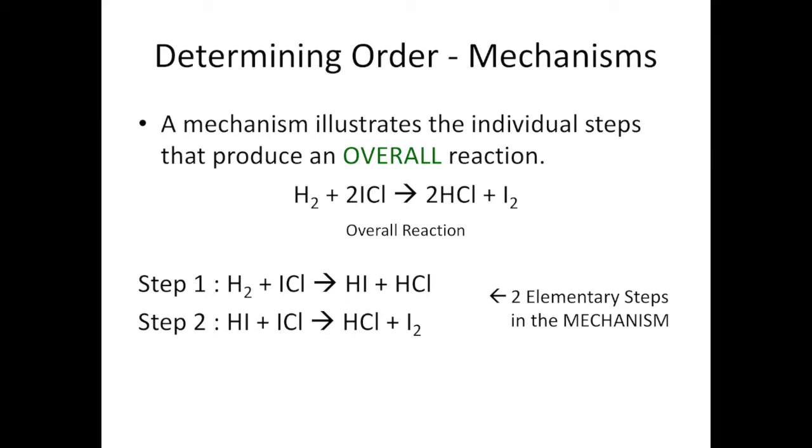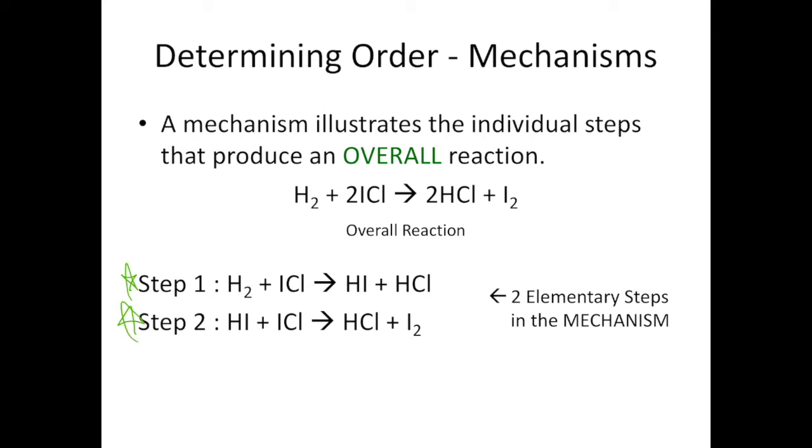What we're just going to do is look at it the way that we looked at Hess's law problems, where we're adding up stuff to make a final reaction. A mechanism will illustrate the individual steps. Each individual step is called an elementary step. So in this example, you have two elementary steps, step 1 and step 2.